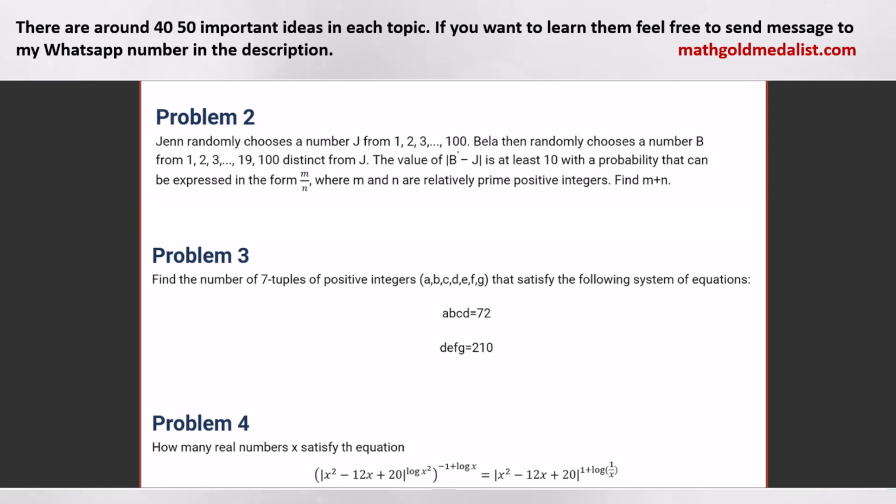Okay, so Gen randomly chooses a number j from 1 to 100. Bella then randomly chooses a number b from 1 to 100, distinct from j. It is important, it says distinct. And the value of the absolute value of b minus j is at least 10 with a probability that can be expressed in the form m over n, where m and n are relatively prime positive integers. Find m plus n.